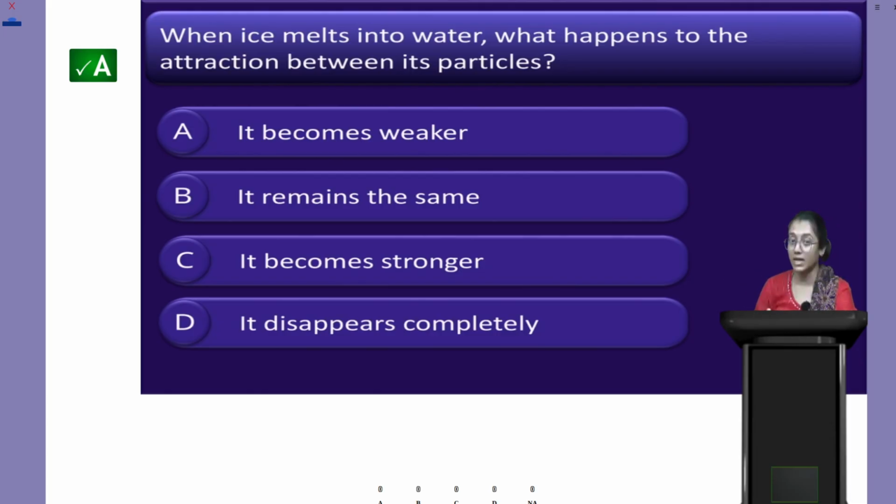Why? Solids have the strongest attraction force between the particles, isn't it? Ice is solid. So when ice melts into water, the particles become a bit far or distant from each other. That leads to a lesser amount of attraction force between them. So we can say that the right answer is option A, it becomes weaker. Clear, everyone?